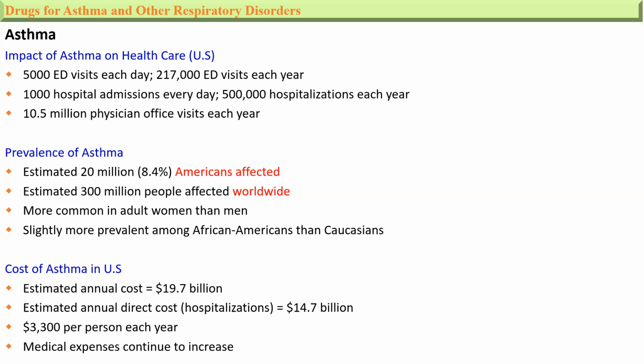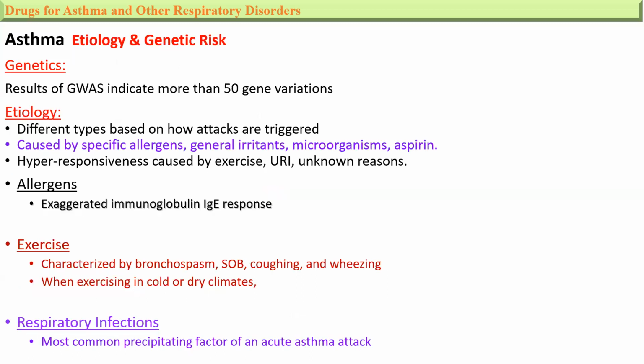Every year we hear about triggers for the asthma, and we'll talk about these triggers in a minute, about the difference between the different types of triggers or factors that would trigger the asthma attack. So, in terms of etiology, or what are the underlying causes for asthma, there is a genetic predisposition. The research on GWAS, which is the Genome-Wide Association Studies, identified more than 50 gene variations that are responsible for the asthma disease.